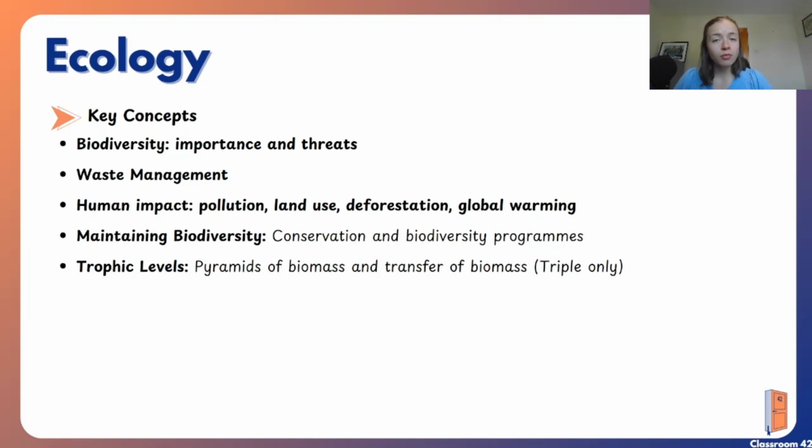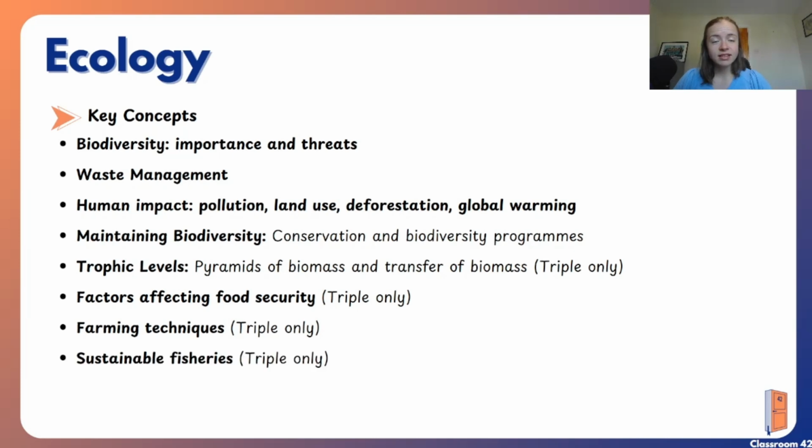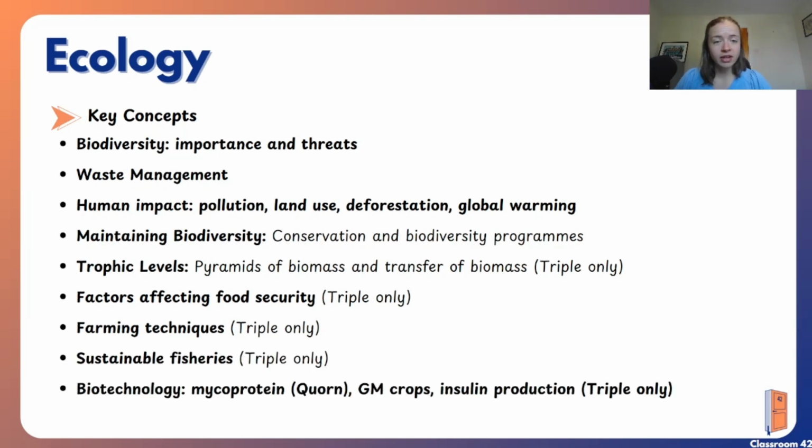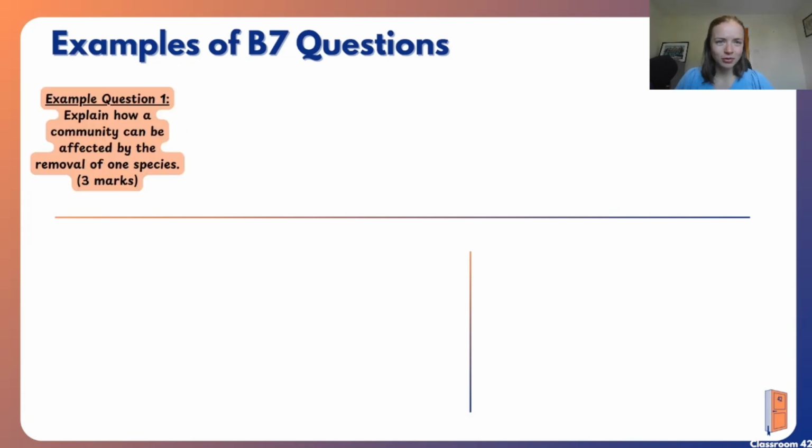So these are the pyramid of biomass and transfer of biomass. We have an example of one of those coming up. Factors affecting food security, farming techniques, sustainable fisheries, and the use of biotechnology. And those final ones there are all only for triple science students. If you're combined, don't worry, you don't need to cover those. So let's go through a few examples of some B7 questions.